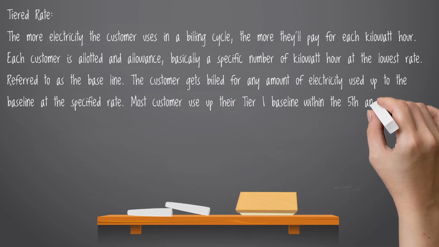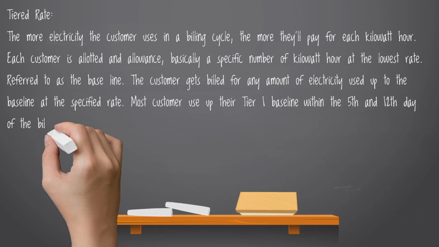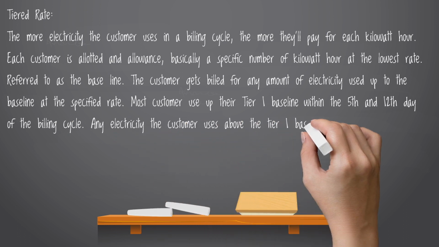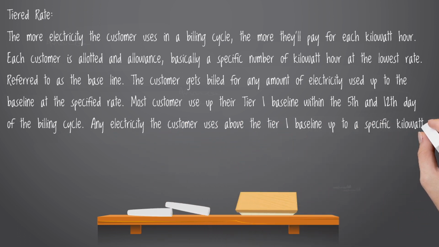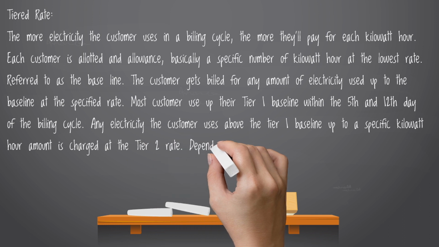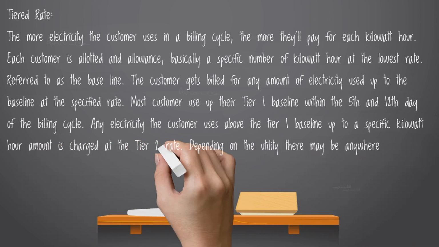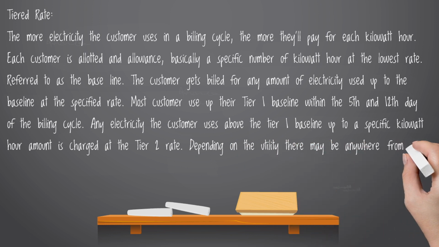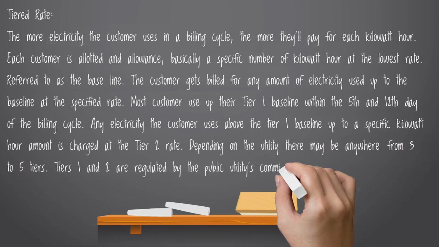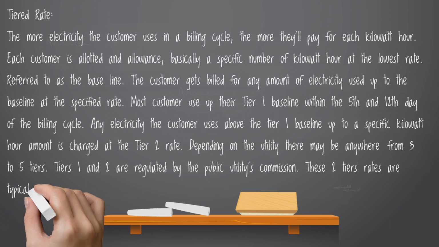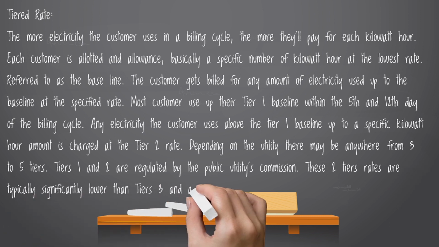Any electricity the customer uses above the Tier 1 baseline up to a specific kilowatt-hour amount is charged at the Tier 2 rate. Depending on the utility, there may be anywhere from 3 to 5 tiers. Tiers 1 and 2 are regulated by the Public Utilities Commission. These two tiers' rates are typically significantly lower than Tiers 3 and above.